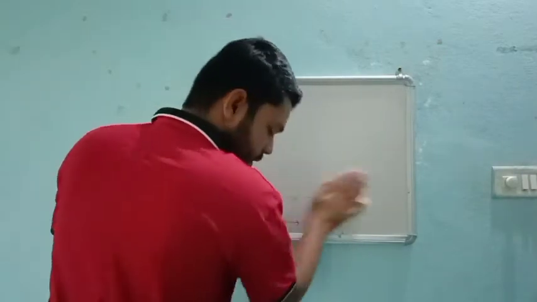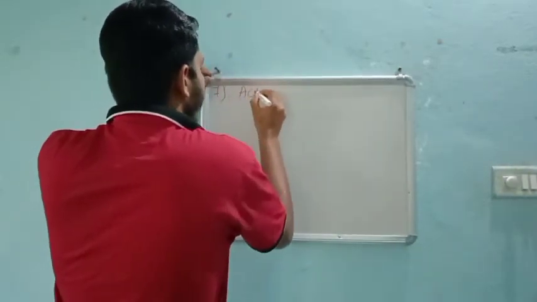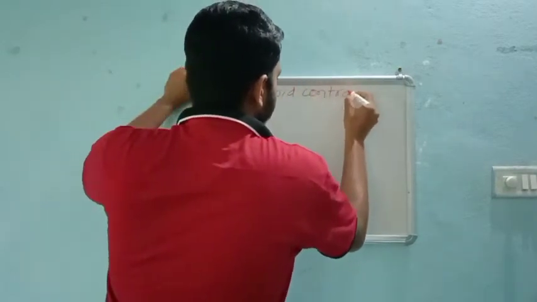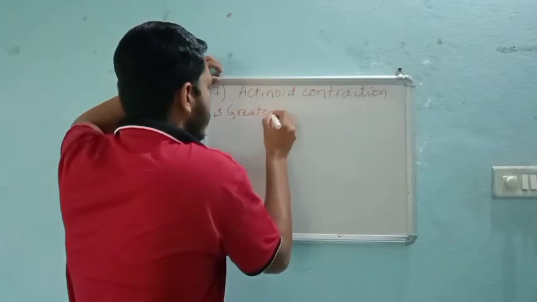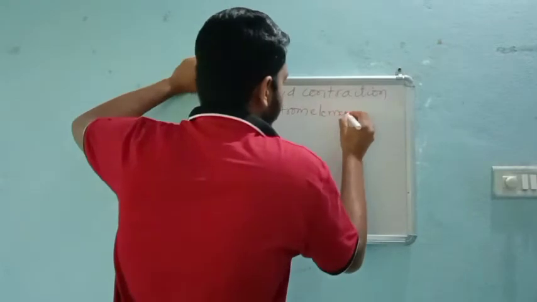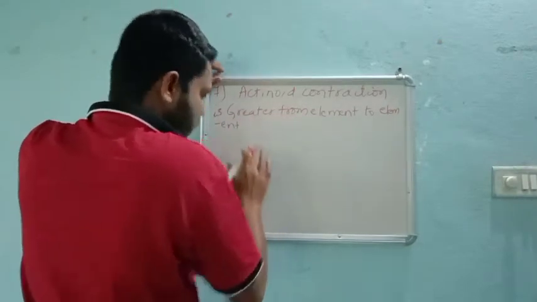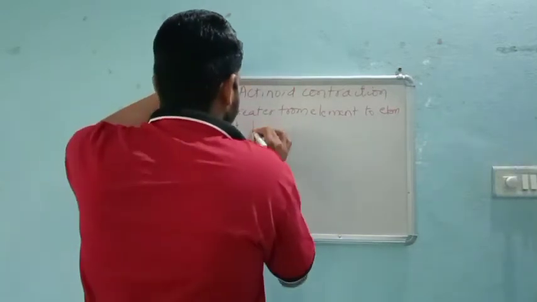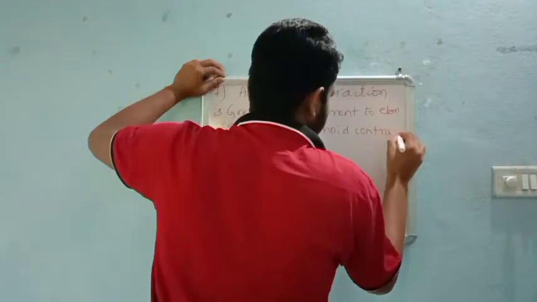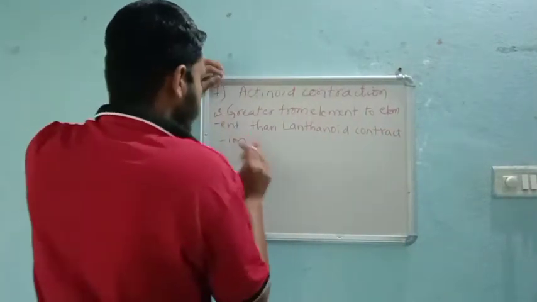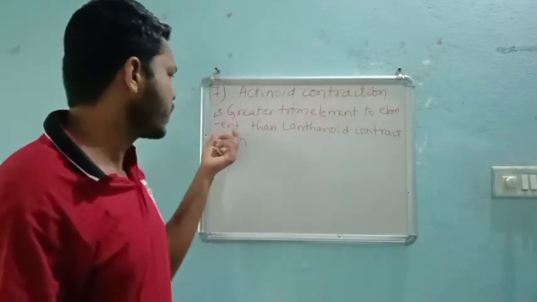So now the next question, number 7. Actinoid contraction is greater from element to element than lanthanoid contraction. This is just a give-reason type of question.